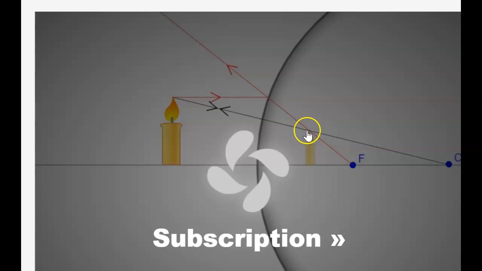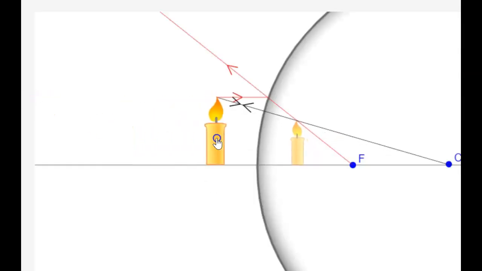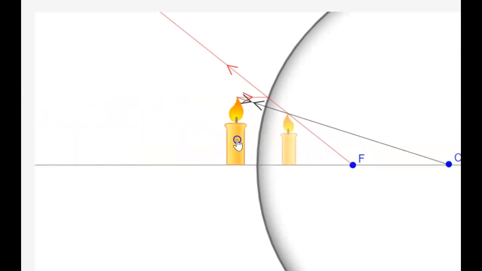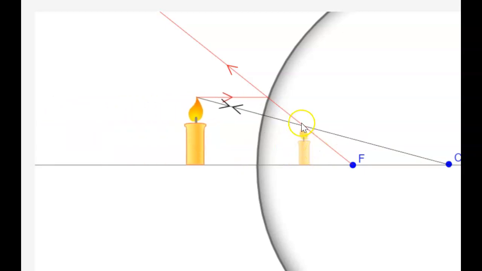Okay? And notice that no matter where I move my object, my image is never going to be as big as my object. It's always going to be smaller. My image is always going to be smaller than my object.